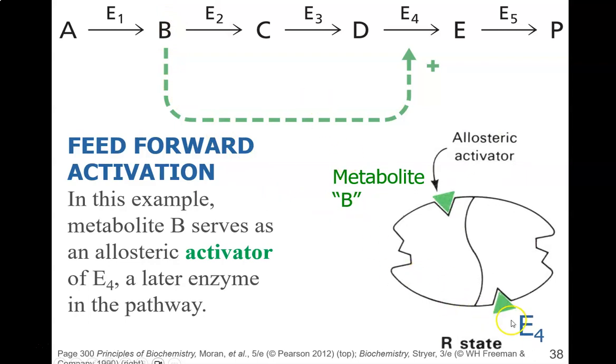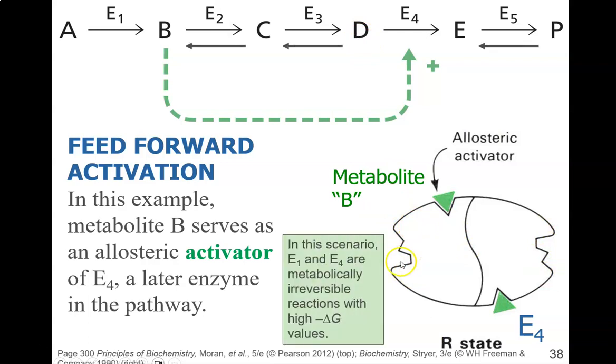Here I have E4 represented as a dimer, and metabolite B is this green triangle. So B is essentially going forward to E4 and saying, you better be ready because a whole lot of D is coming your way and you need to be active. This stabilizes the R form, and again I'm circling with my mouse the active site. This is where the substrate for E4, which would be D, would bind. And again, in this scenario, E4 also has a high negative delta G.